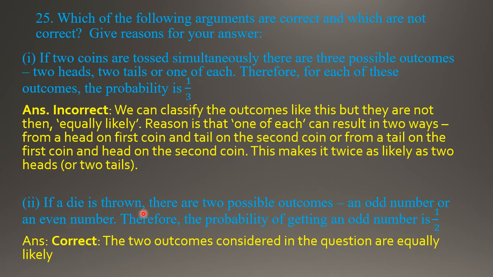Second, if a die is thrown, there are two possible outcomes, an odd number or an even number. Therefore, the probability of getting an odd number is 1 upon 2. Correct? The two outcomes considered in the question are equally likely. Hence, this is correct: 1 upon 2.